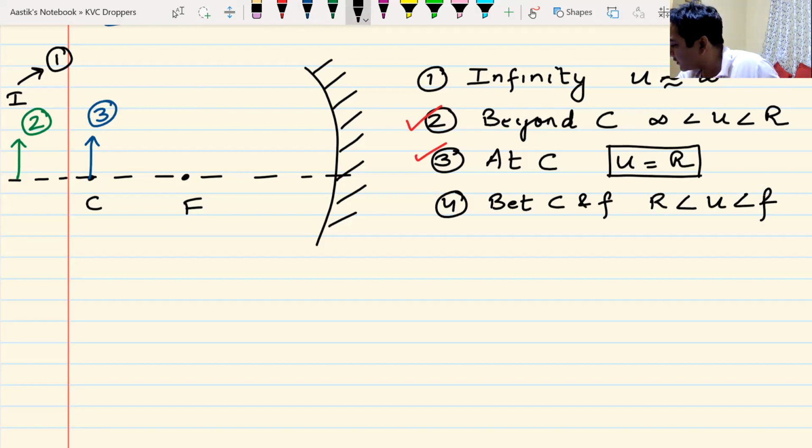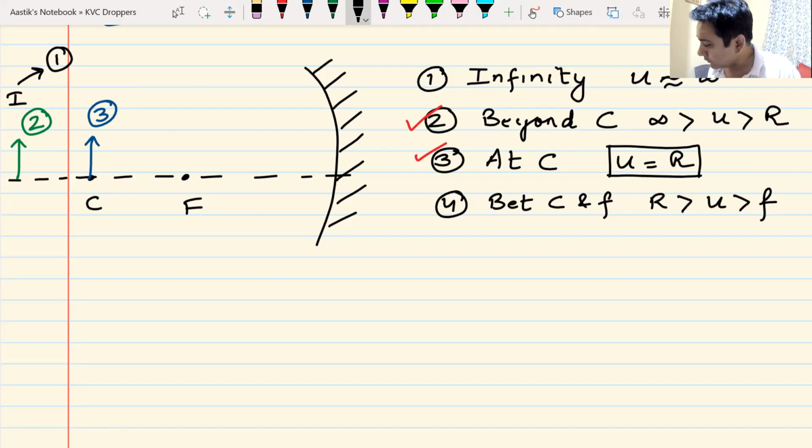Oops, I have written it wrongly. I probably reverse the sign. That is the correct sign. I've just written the signs wrongly. So U is greater than F, but U is less than R. That means case number four will lie somewhere here in between C and F.